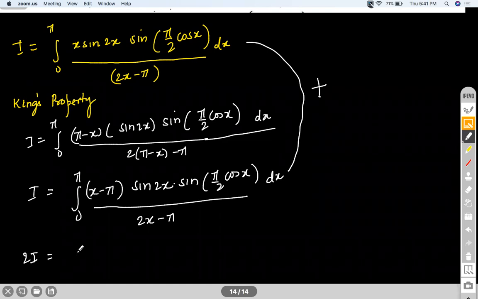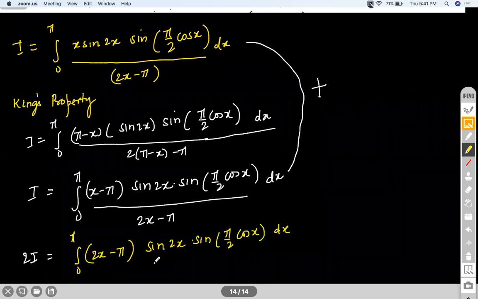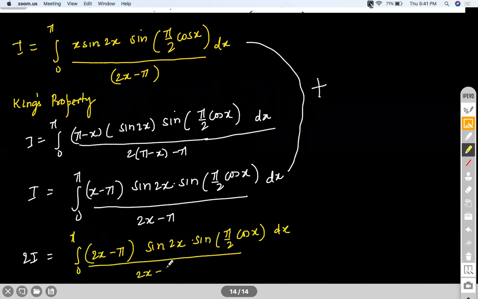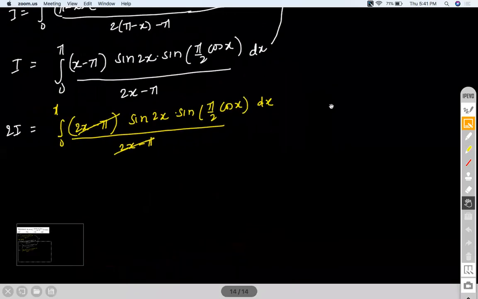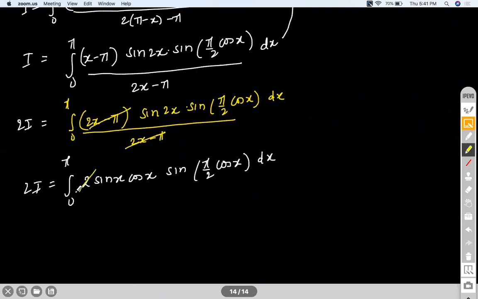So 2I will be equal to 0 to pi, 2x minus pi, sine 2x, sine pi by 2 cos x, by 2x minus pi. This and this will get cancelled off. Correct. So I'll be left with 2I is equal to 0 to pi. Let's open this sine 2x as 2 sine x cos x. This 2 and this 2 gets cancelled.